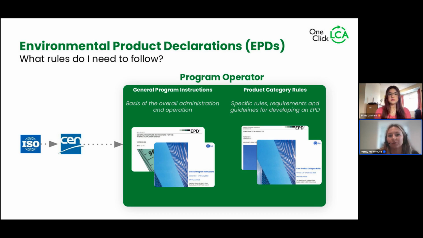There aren't product category rules for every single product out there by any means. These can be developed. So if they don't exist, then you would refer back to the EN 15824 standard for EPDs for construction products, and there would be no kind of complementary rules to that.